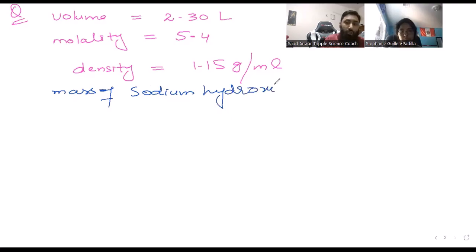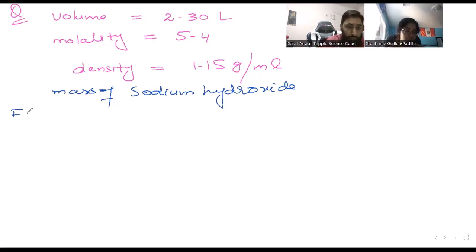When I was struggling to solve this question, I went through many questions similar to this one, but not exactly. This question is quite challenging. I found this question is quite challenging. Okay, we have to find the mass of sodium hydroxide, and sodium hydroxide is my solute.